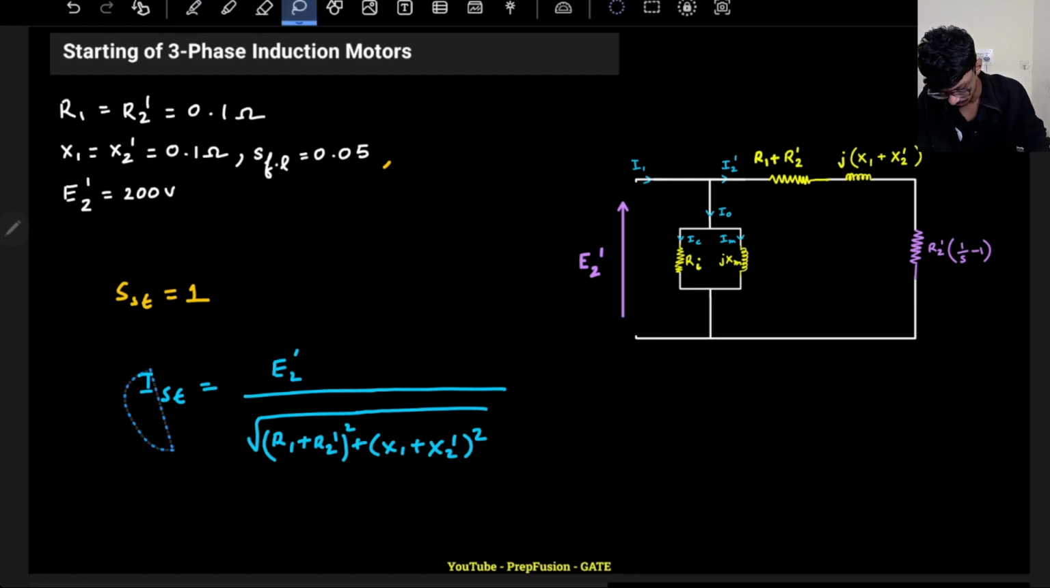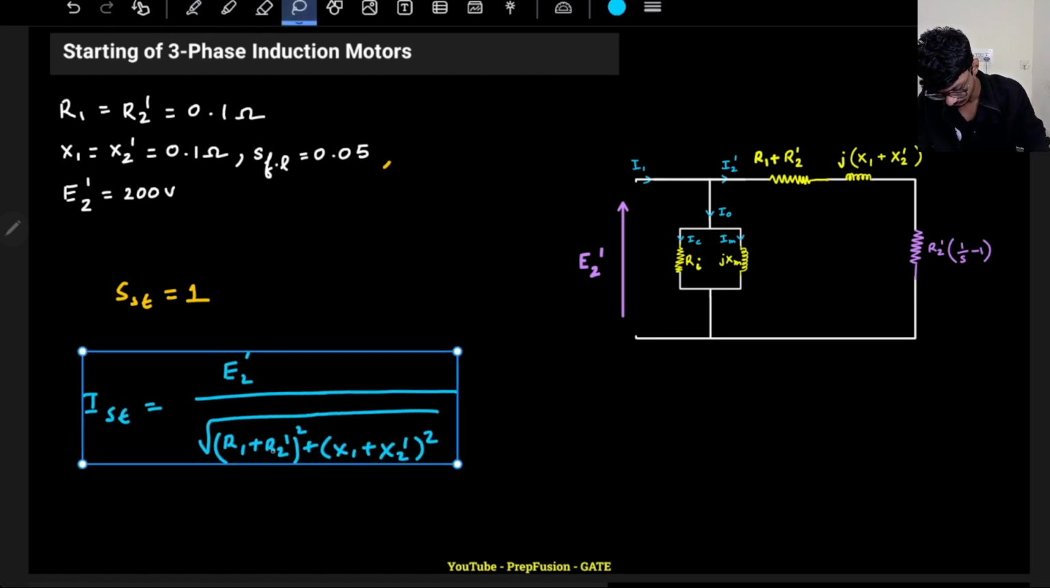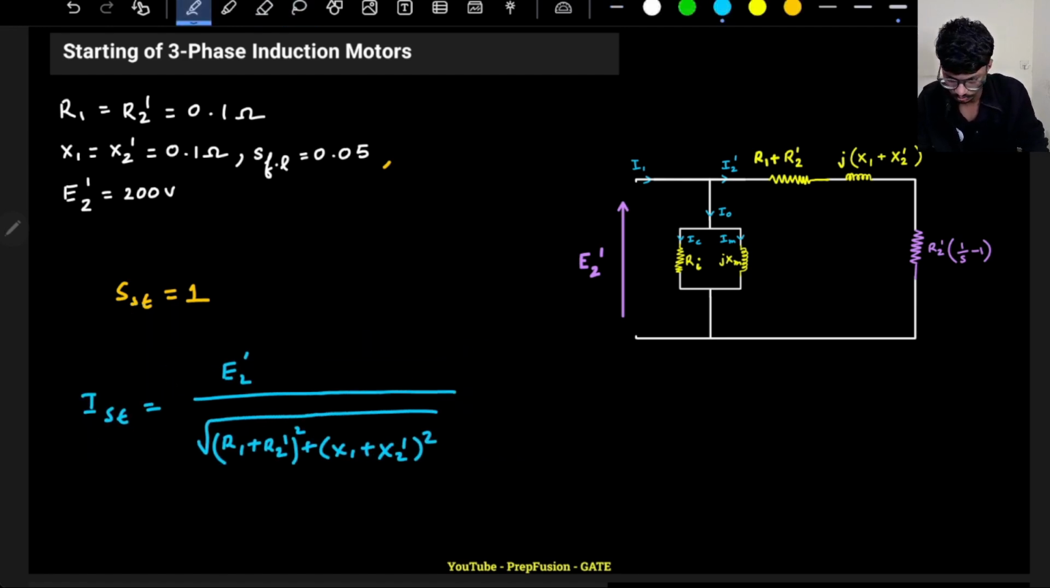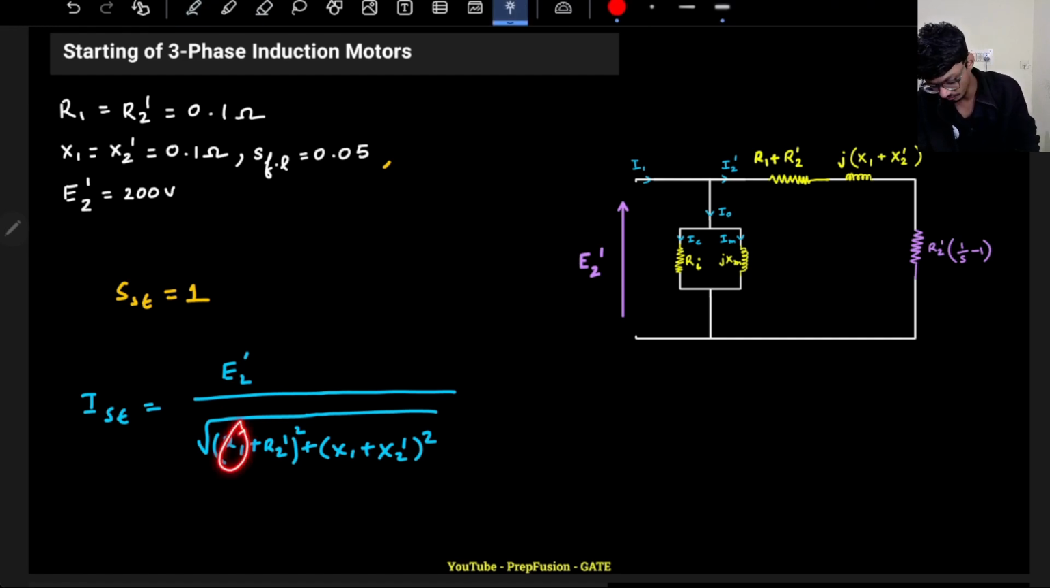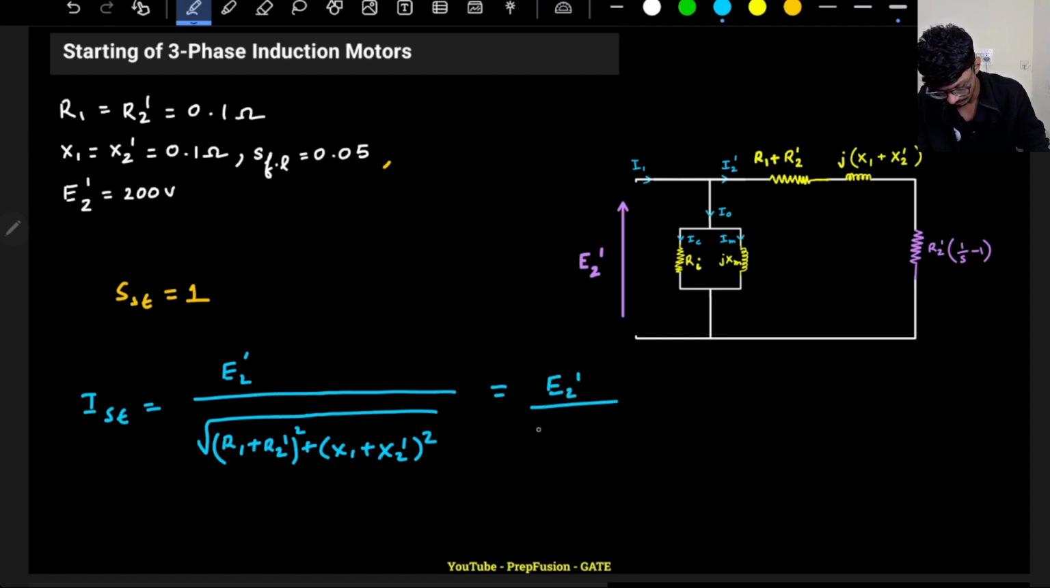Plus x1 plus x2 whole square. So this will be my starting current. Now I can comment that roughly I can neglect the stator resistance as it is a very low value. If I neglect the stator resistance and reactance, roughly this will be E2 divided by under root R2 whole square plus x2 whole square.